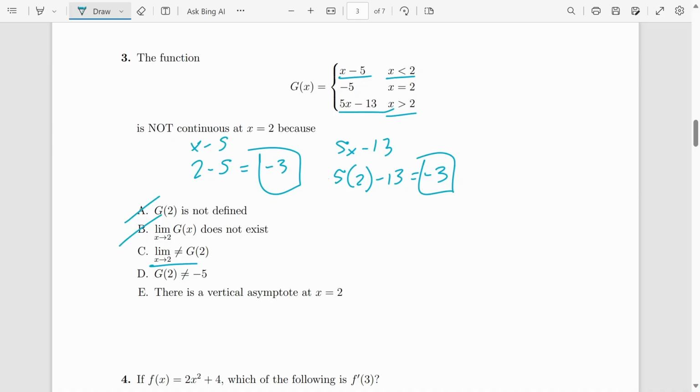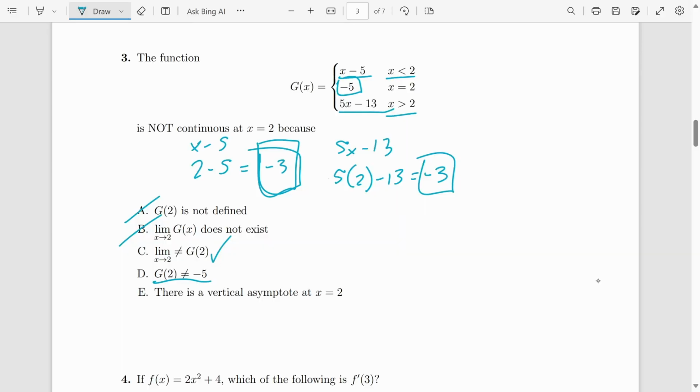The limit as x approaches 2 does not equal g of 2. Okay, well, we just found the limit as x approaches 2. We said it was -3, and g of 2 equals -5. Hey, that's actually true. This C here is correct. That probably means that it's the right answer, but just to be safe, let's go ahead and go through D and E and make sure that both of those are false as well.